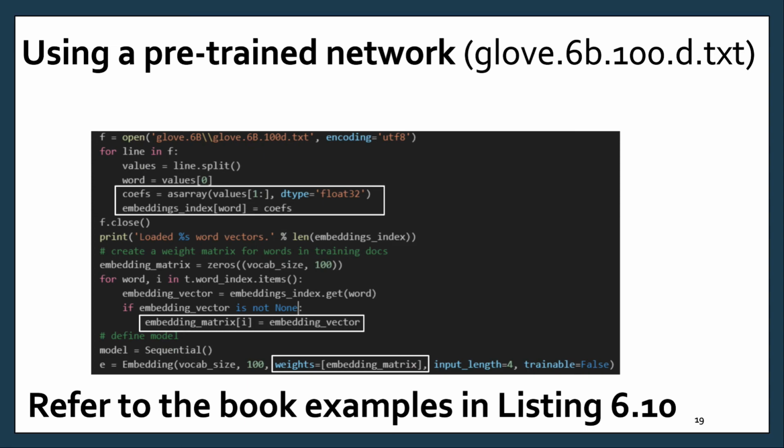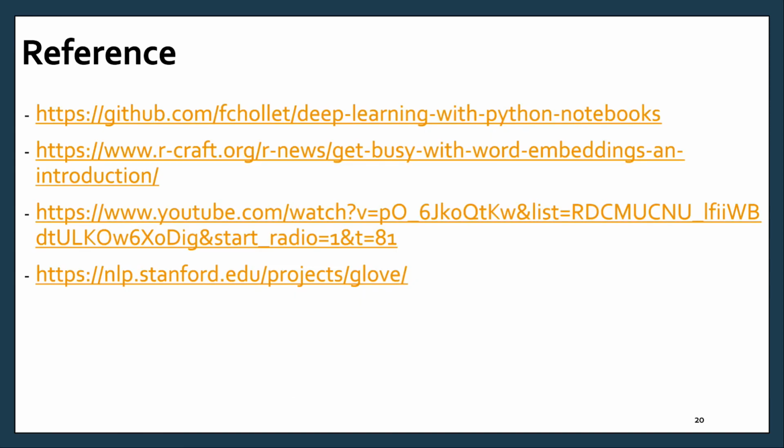Now, once we are done with that, we have to create a weight matrix. We can do so with the embedding matrix, iterating over the word index items, grabbing the word and grabbing the index, and then creating this embedding vector. And now once we've done that, we can start instantiating our model and do an embedding. You can refer to listing 6.10 to see this same example.